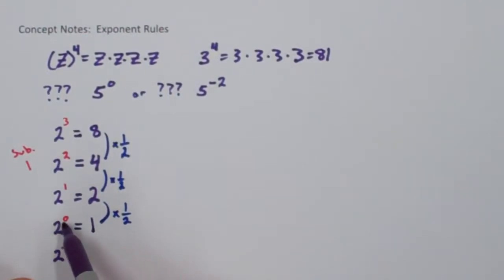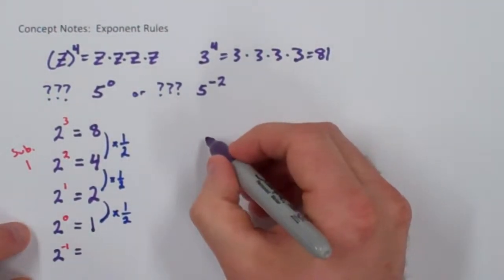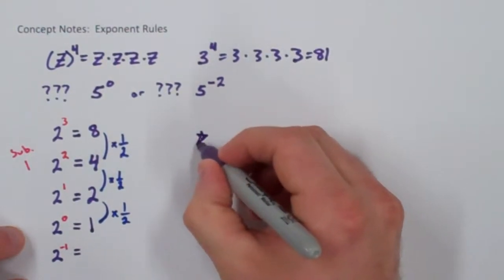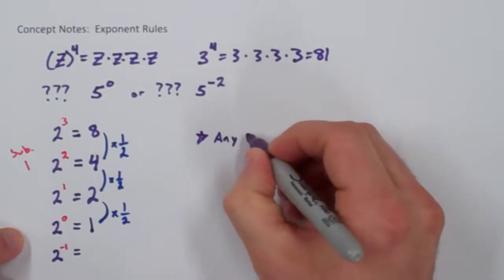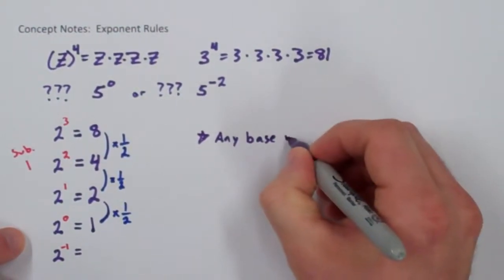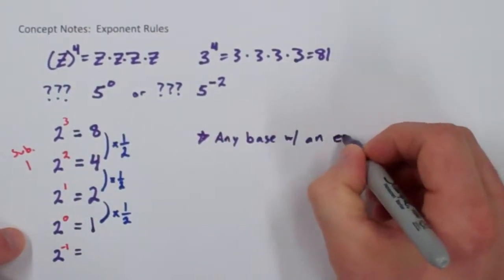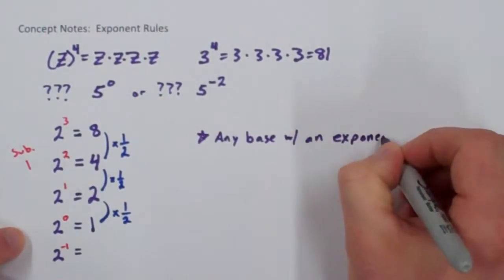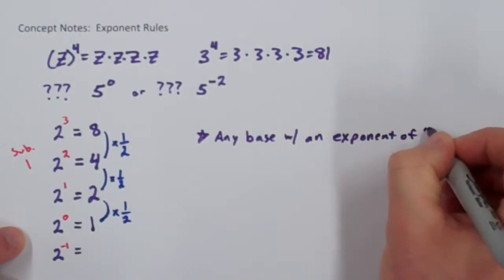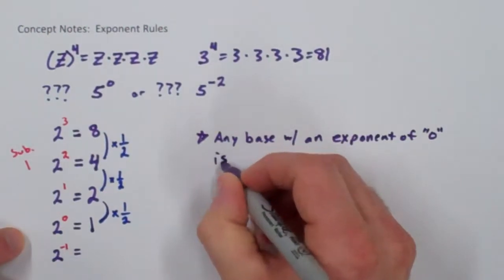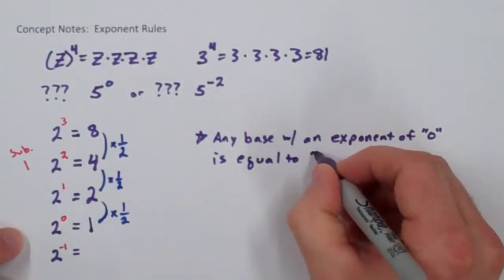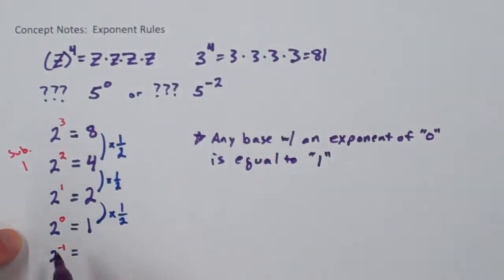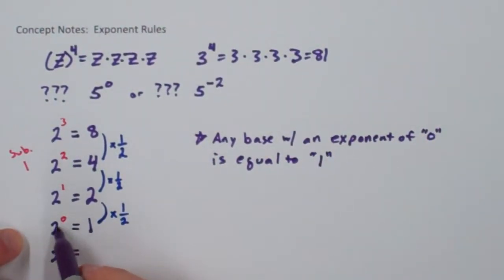So it looks like 2 to the 0 power is just 1, and that is going to be something that you're going to want to remember. So let's write that over here on the right-hand side. So with an exponent of 0, any base with an exponent of 0 is equal to 1. Believe it or not, it's not 0. 2 to the 0 power is not 0.